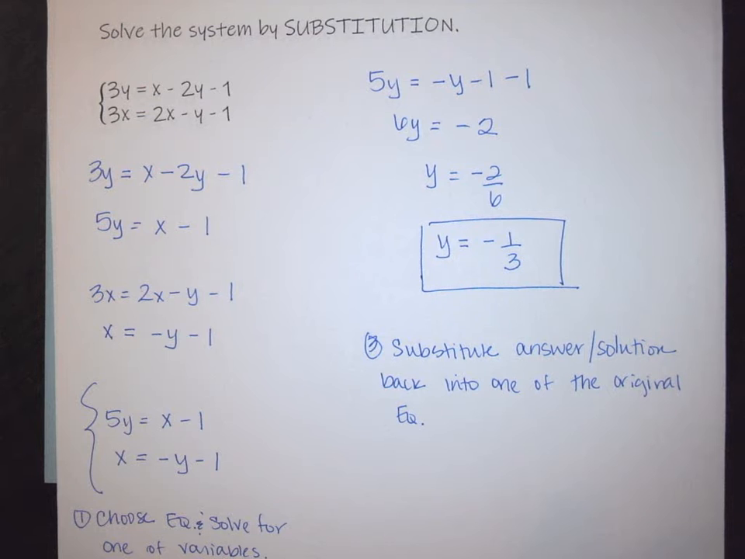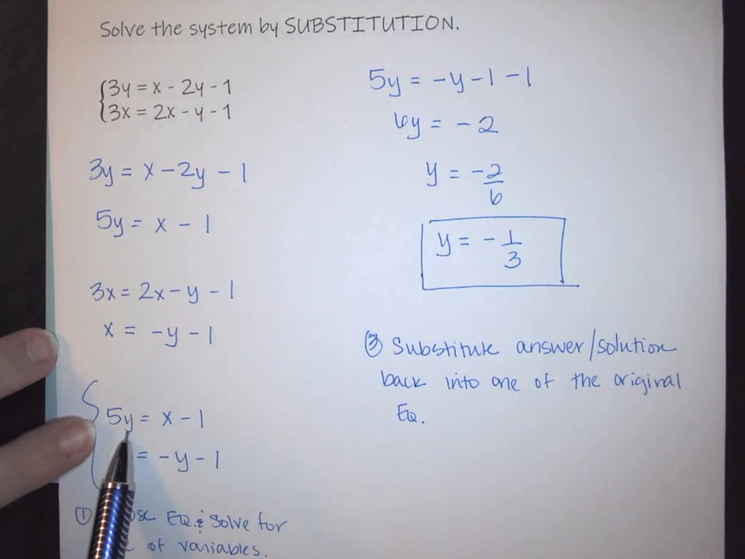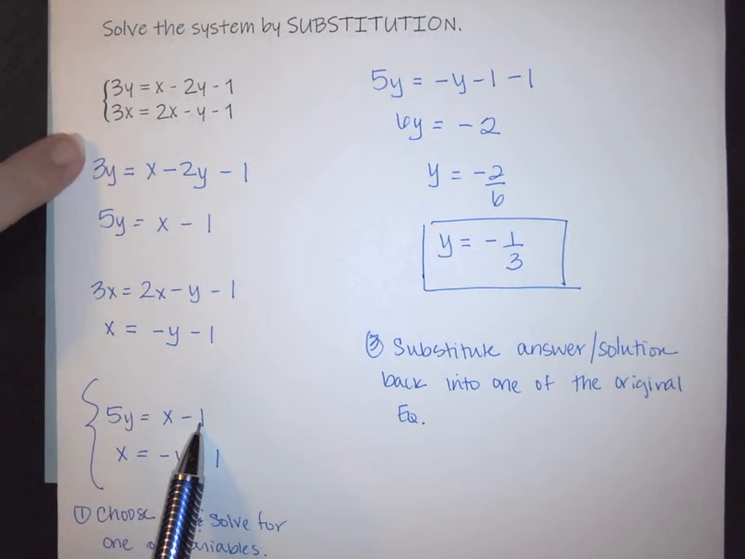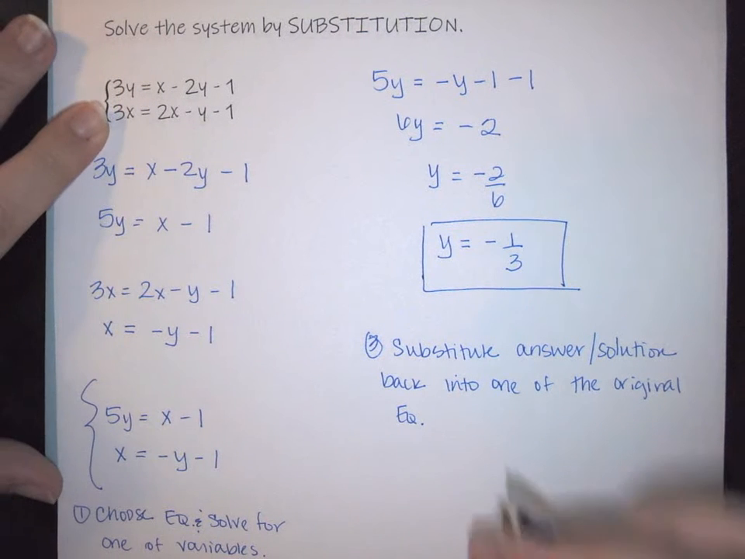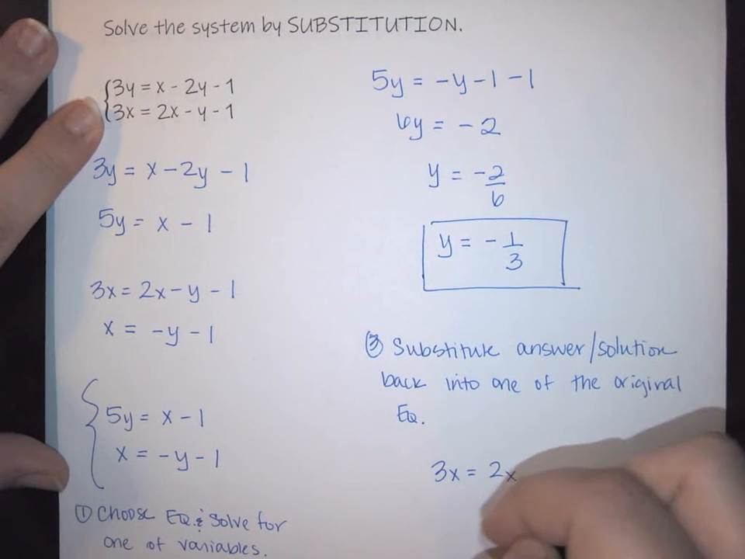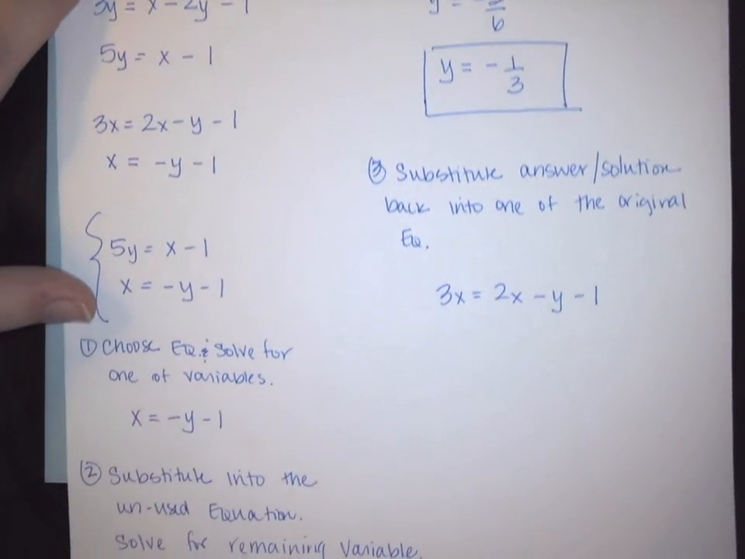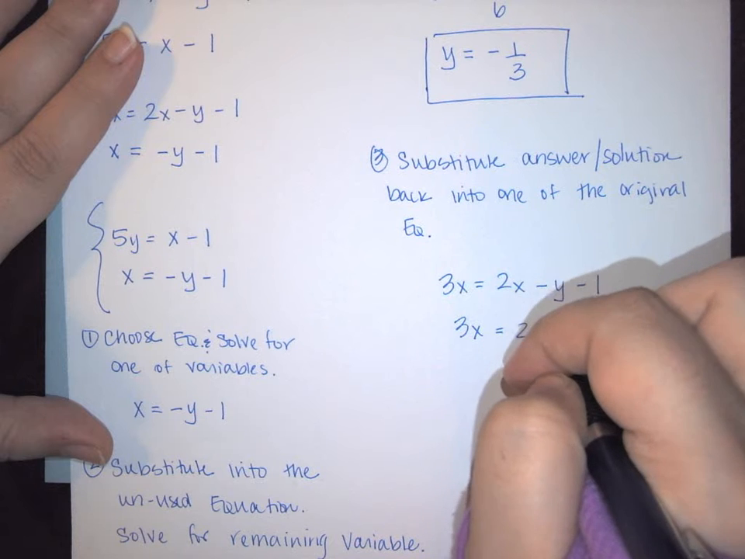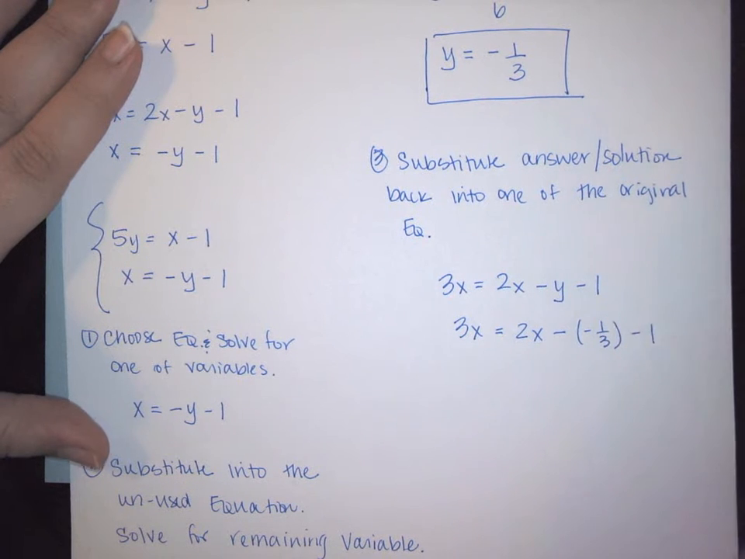Now I like to play leapfrog since I just used my 5y equals x minus 1 equation, which if you remember I solved by combining my top. I'm going to use the bottom equation here. So I'm going to use that 3x is equal to 2x minus y minus 1. And I'm going to substitute in the solution I know. So here I get that 3x is equal to 2x minus a negative 1/3 minus 1.